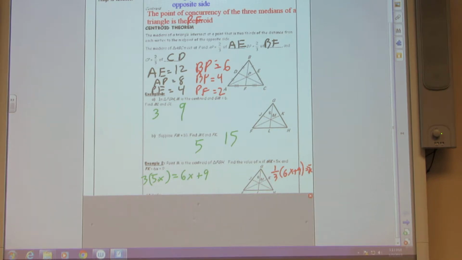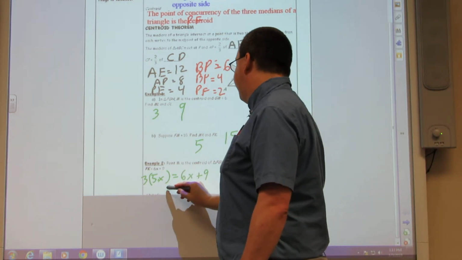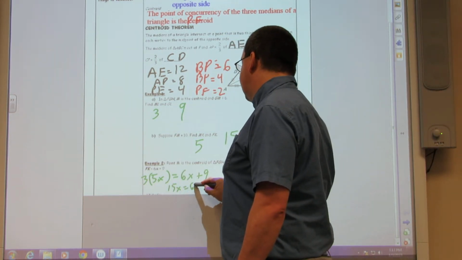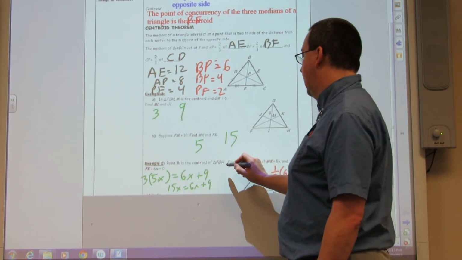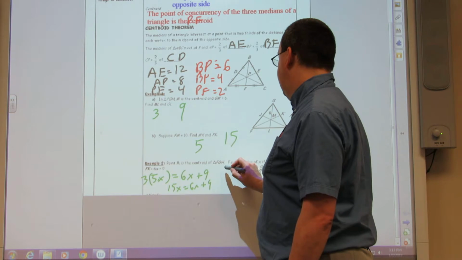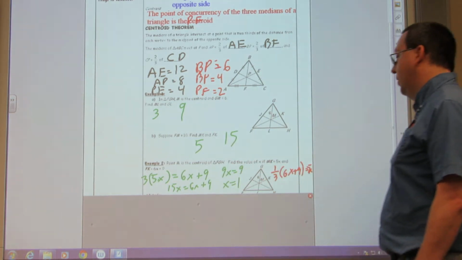But if I look on the other side, 3 times 5 is 15. That is not getting me that big of a number. So I can do 15x equals 6x plus 9. Subtract the 6x from both sides. And I have 9x equals 9, and x is 1.